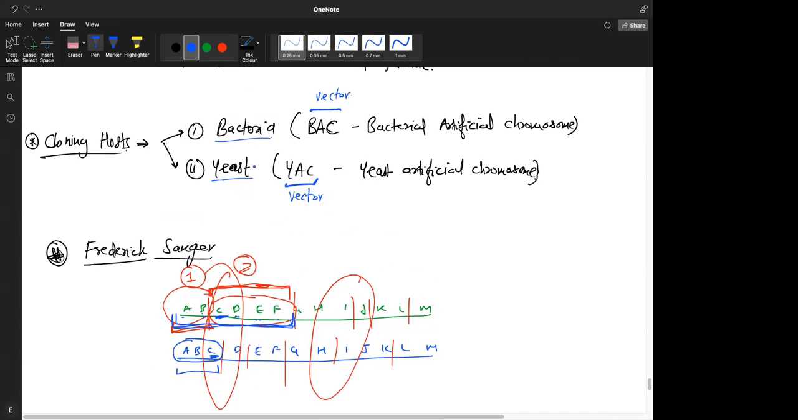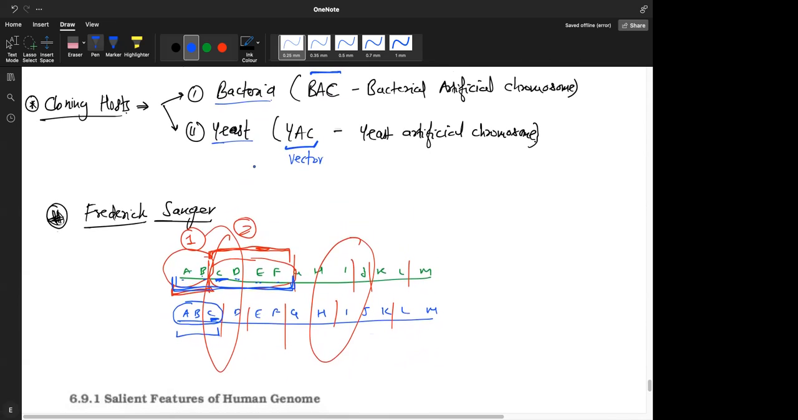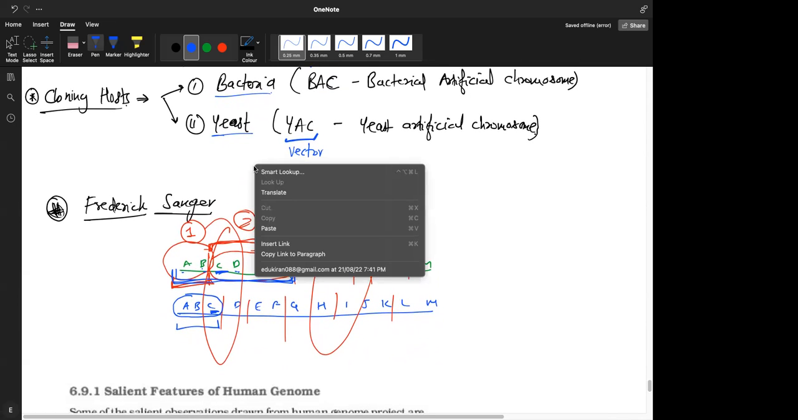Then the fragments were sequenced using Sanger sequencing. These sequences were then arranged on the basis of overlapping regions present in the sequences. This alignment was not possible manually, so specialized computer programs were developed for this purpose. Our Human Genome Project also led to rapid development of a new area in biology called bioinformatics.